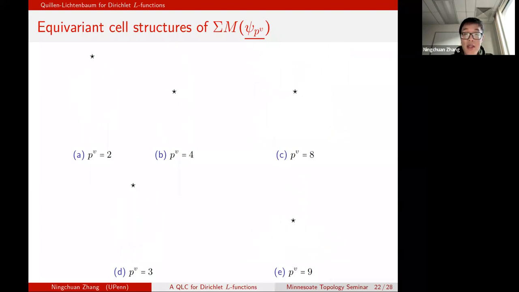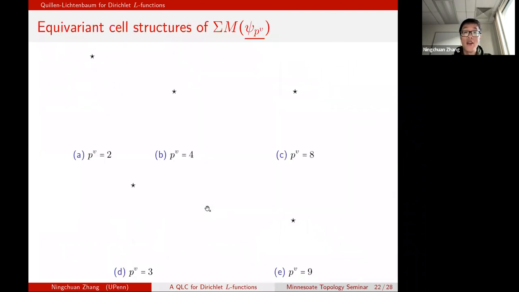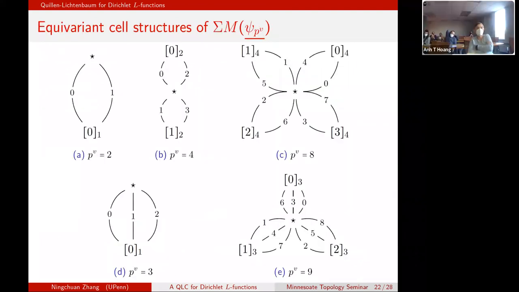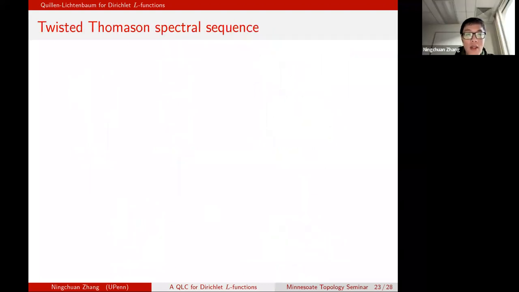This is basically how I draw this picture from this formula. Here, this is your equivariant 0 cell. This is your equivariant 1 cell. And that's how I draw these pictures. Okay, so that's the equivariant Moore spectrum.